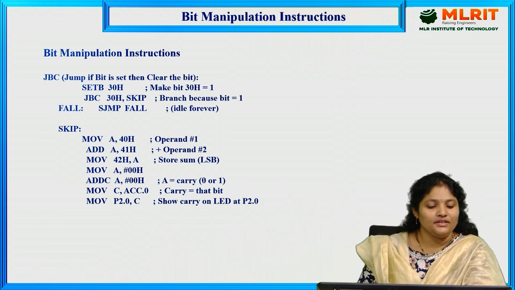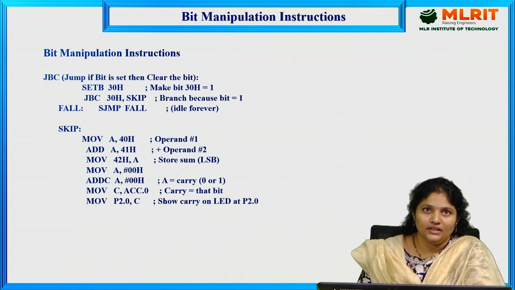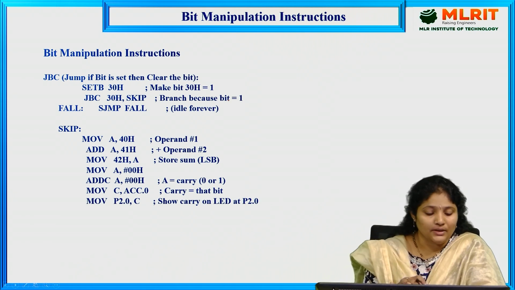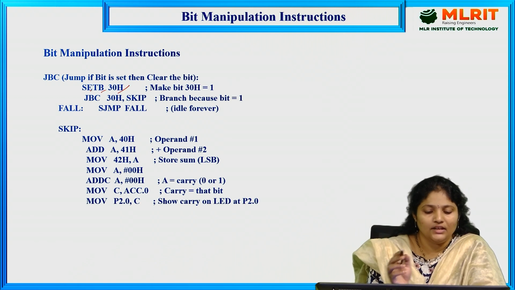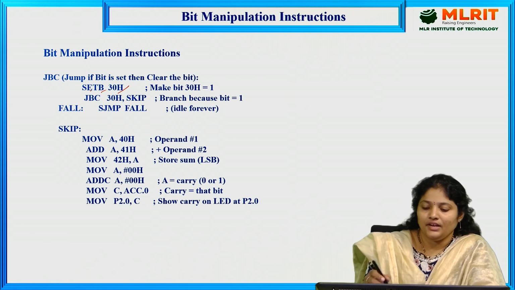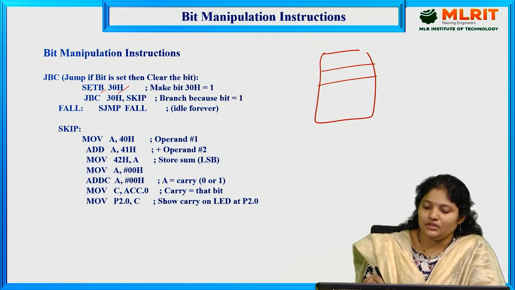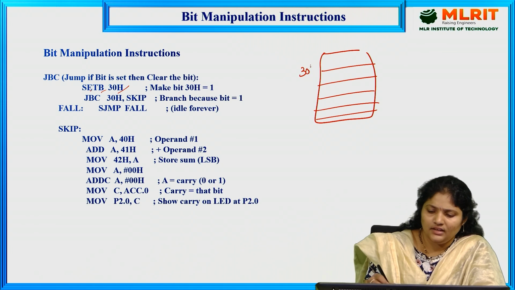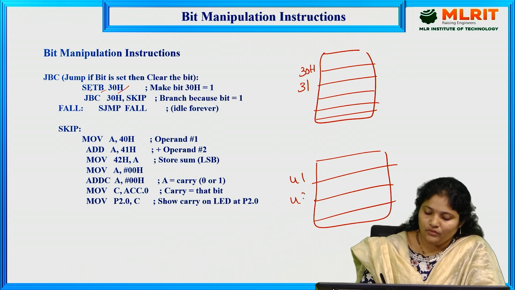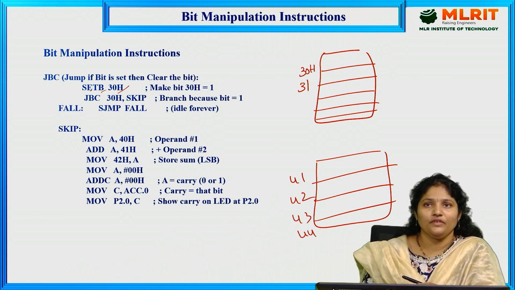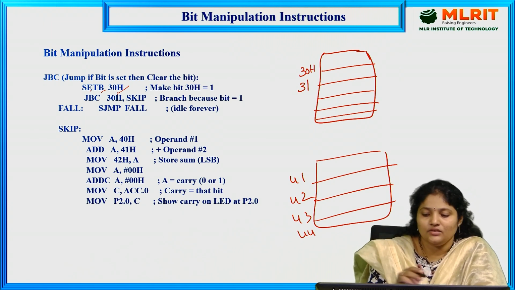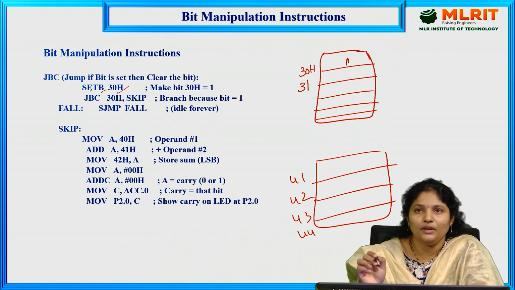Coming to the next instruction, JBC: jump if bit is set, then clear the bit. Let us consider this example program. Here, set bit 30H. 30H is the address location. If this is the memory, with locations 30H, 31H, and some other locations like 41, 42, 43, 44 as addresses, now set bit 30H. In this particular one, it will set the bit as 1.